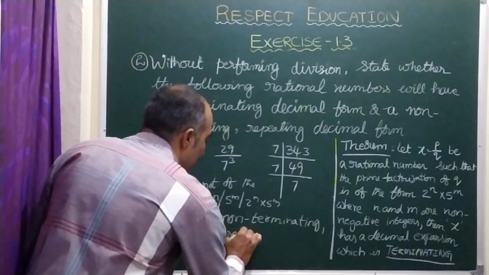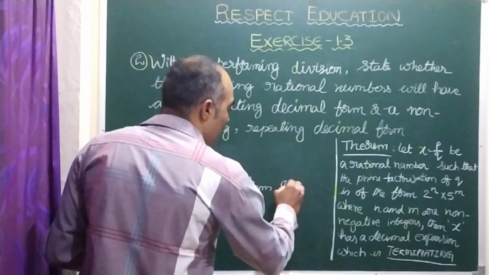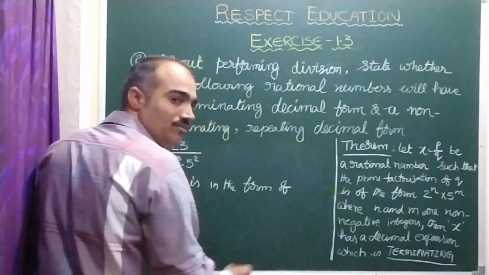Now let us see the next bit, that is the 6th bit. 23 by 2 cube into 5 square. See here children, our work became much easier now. Till now q was given and we converted it into prime factors, meaning we found its prime factorization. But here you see children, directly q is given in its prime factors. So you just compare here. Clearly q is in the form of 2 power n into 5 power m for some non-negative integers n and m.